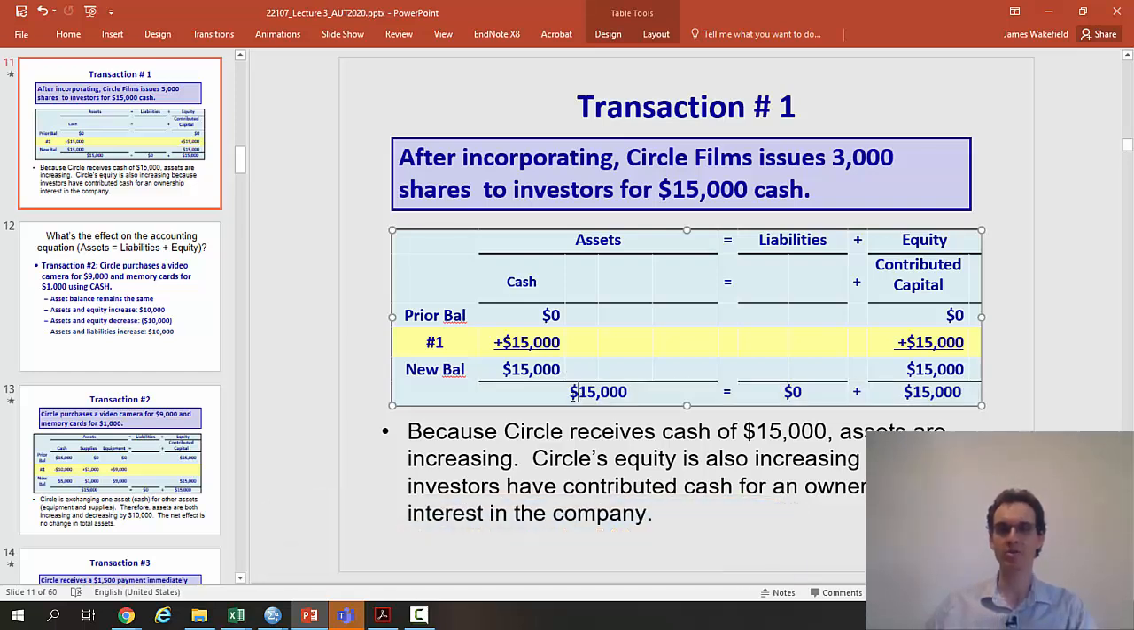And as you can see, both sides of the equation balance. 15,000 equals 15,000. And as I said, the accounting equation always balances. It's never out of balance. If it's out of balance, you've done something wrong.